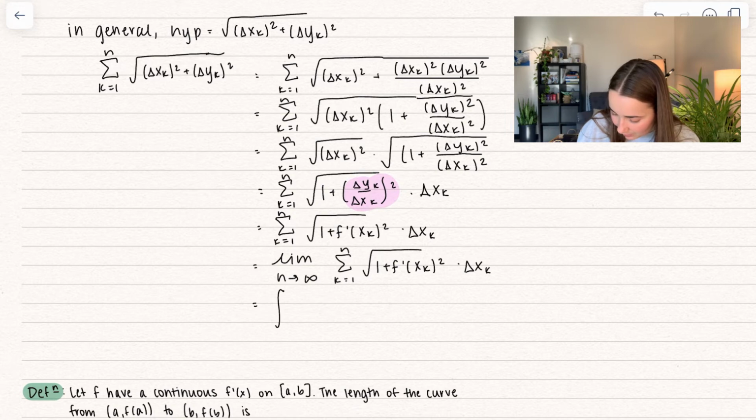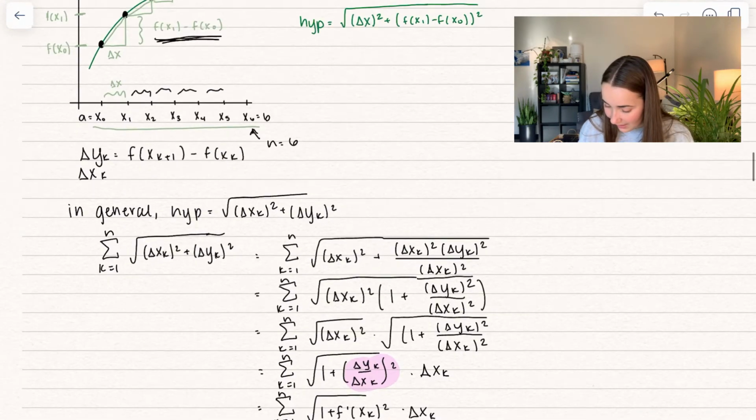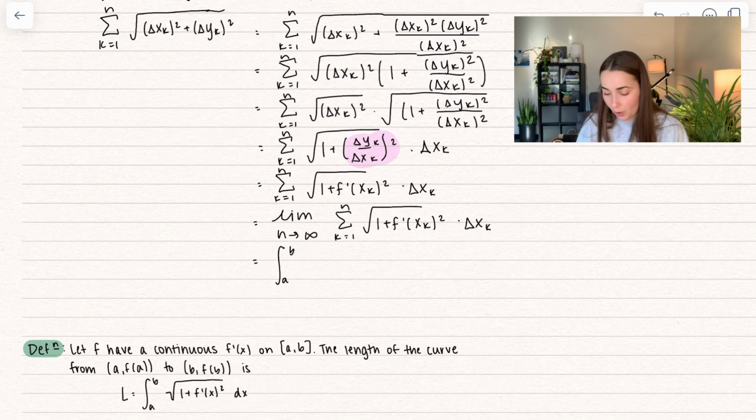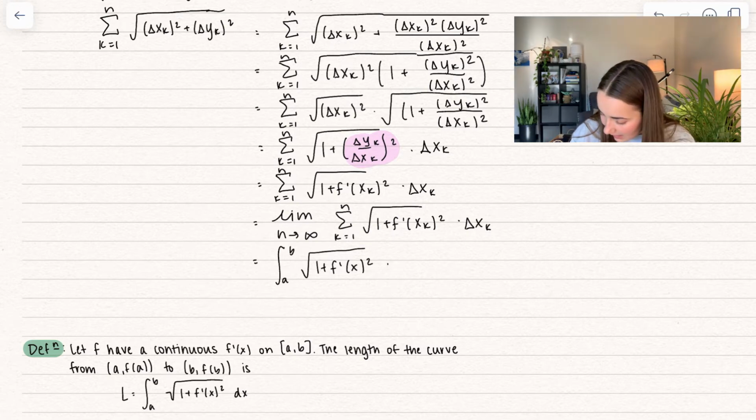So here we have the integral between a and b, and the reason for that is because of our partition. We start at x0, which is a, and we end at x6, which is b. So we have the integral between a and b. We're adding up all together the square root of 1 plus the first derivative at x squared times dx. dx is the delta xk. It represents that tiny little distance.